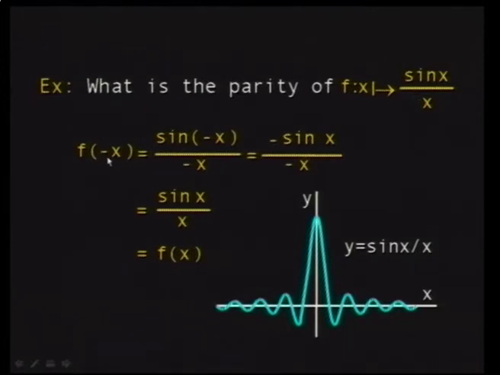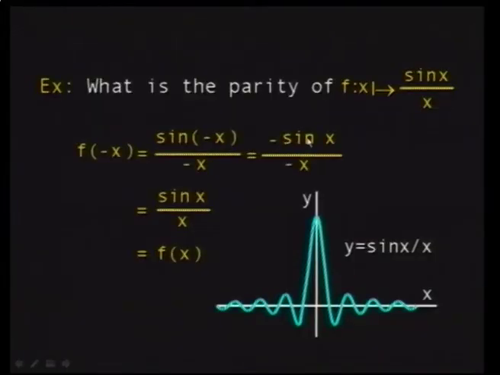So here, you substitute x for minus x, you get sine minus x over minus x. And I told you before that the sine in the third and fourth quadrant is negative, so sine of minus x is equal to minus sine x. So the minus sign cancels out to obtain sine x over x. In other words, f of minus x is equal to sine x over x, which is f of x. So here it means that the function is even. And as you see here, this function is even, which is symmetric about the y-axis.